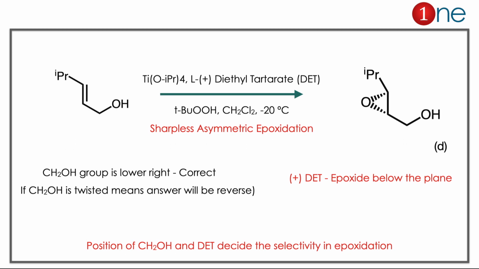So the whole reaction looks simple once you know the logic. So OH on the right side and plus DET, the epoxide is below the plane. Here you have to learn only one important thing, that is Sharpless asymmetric epoxidation. In this Sharpless asymmetric epoxidation you have to always watch the OH position, which should be redrawn to the standard form, because the position of CH2OH and DET decide the epoxide selectivity.